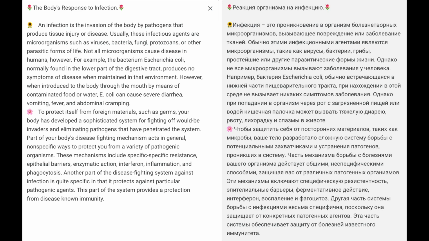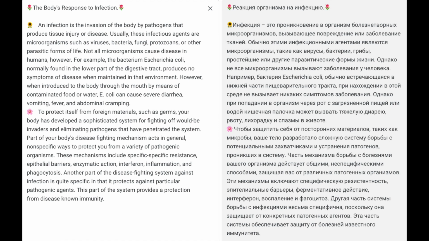The body's response to infection. An infection is the invasion of the body by pathogens that produce tissue injury or disease. Usually, these infectious agents are microorganisms such as viruses, bacteria, fungi, protozoans, or other parasitic forms of life. Not all microorganisms cause disease in humans, however.